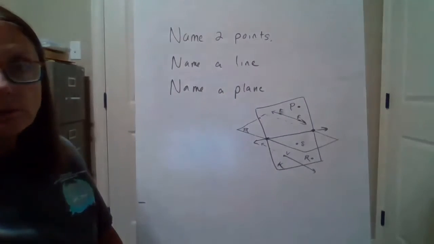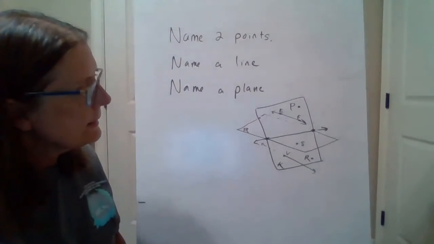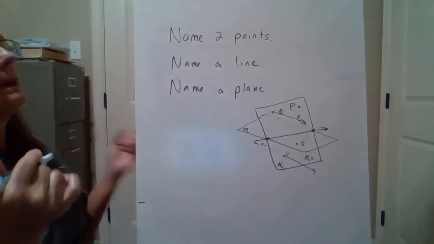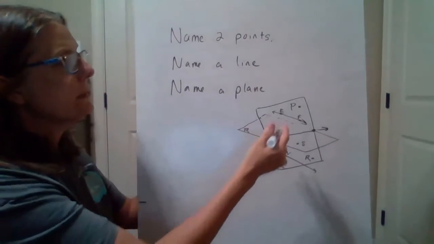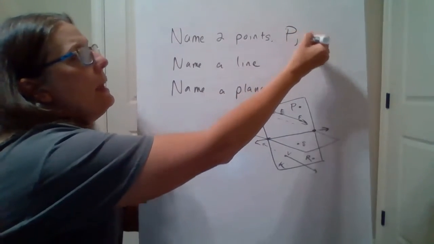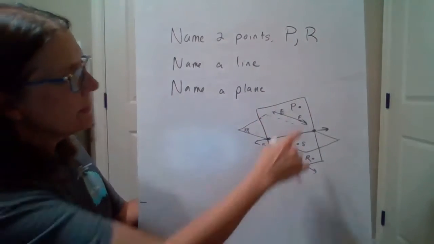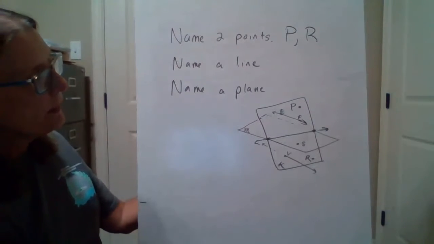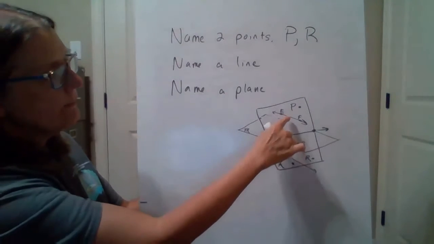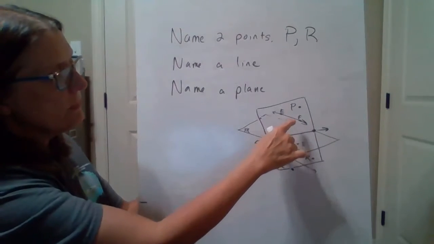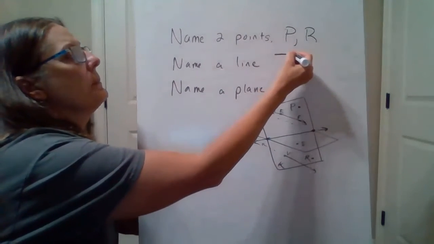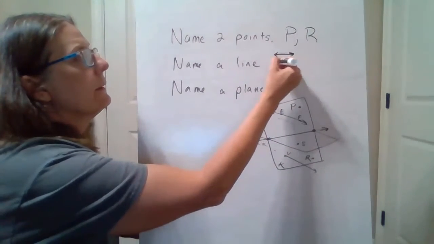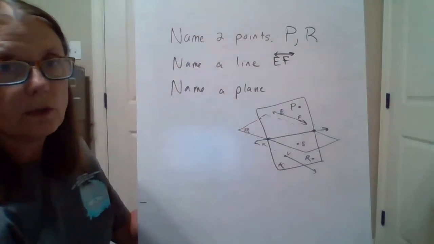So I've got some questions. Name 2 points. When I name points, I can find any points here, but I want to use capital letters when I name them, and I want to write it with a comma between. So I could say point P and R. That would work. So here's point P, here's point R. Name a line. The way I would name a line is I would find one. So this one's the best one because I can see 2 points on it. I am going to put that symbol above EF. Now, I could have said FE, so either way.